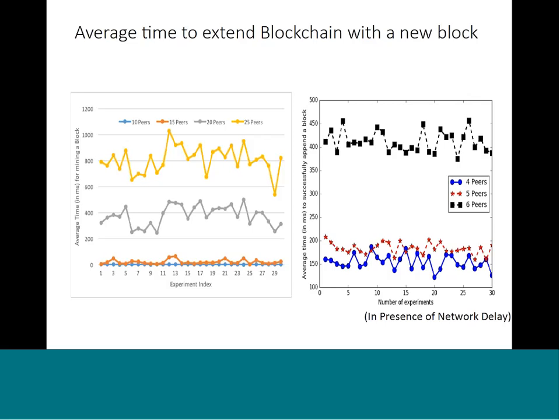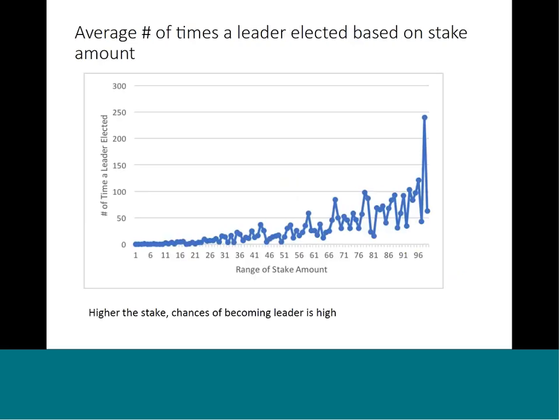The left-hand side figure is without network delay, and the right-hand side figure is when we added some sort of network delay. But again, it's not comparable because in these results, the number of peers are not the same. So we plan to rerun this simulation to see, if the number of peers are the same, how much the additional delay would affect. It's obvious that the time it takes to extend a blockchain will increase when you have additional delay.